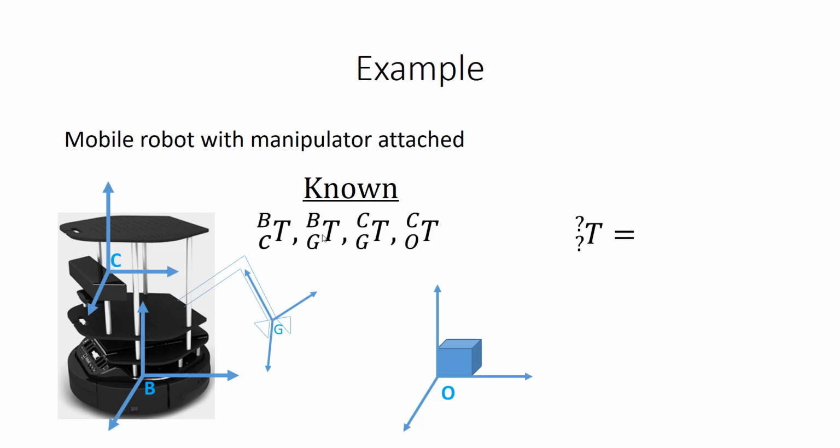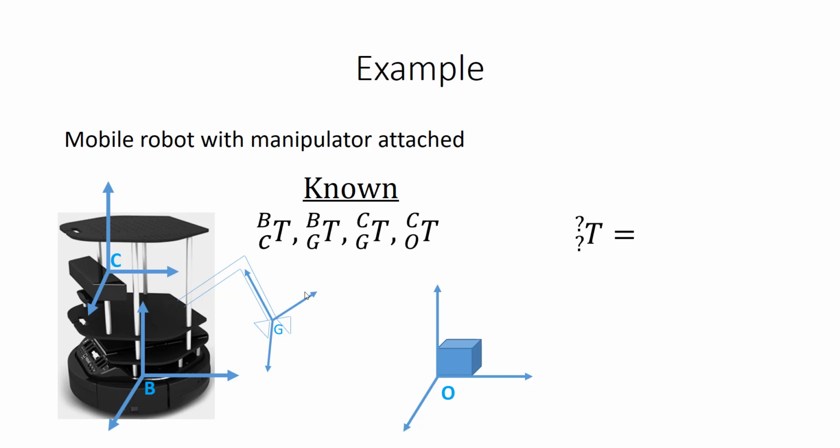The transform from G to B is going to be part of the physical layout of the robot. We'll be able to compute that. Even though the arm will be moving around, we can still compute it. And the transform from C to B is also part of the physical layout of the robot. So given all these transforms, how do we get the transform that we need in order to pick up the object?